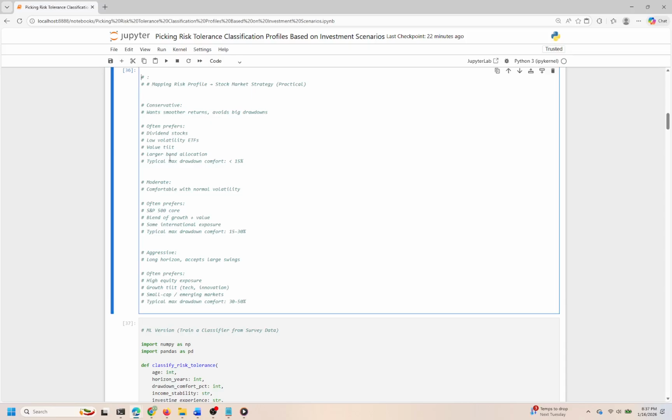Starting with the conservative profile, individuals in this group seek smoother returns and are cautious about significant downturns in the market. They generally gravitate towards dividend-paying stocks and low-volatility exchange-traded funds, embodying a value tilt. This means they typically hold a larger portion of bonds in their portfolio, aiming to cushion any potential losses. Importantly, their tolerance for maximum drawdowns, or the peak-to-trough declines in their investment, is generally less than 15%.